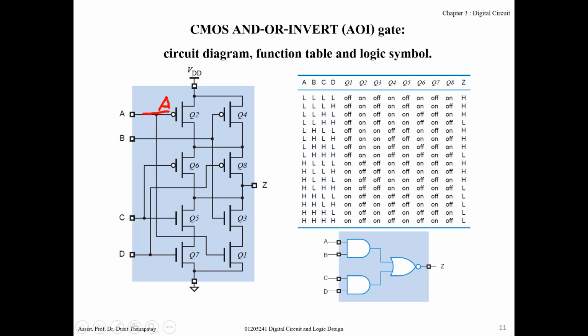Anyway, if you take the configuration of the circuit connection, you will see that, for example, this one is controlled by A, this transistor is controlled by B, this one by C, and this transistor by D. Consider from this. And this one is controlled by C, this by D, this one by B, and this one by A.